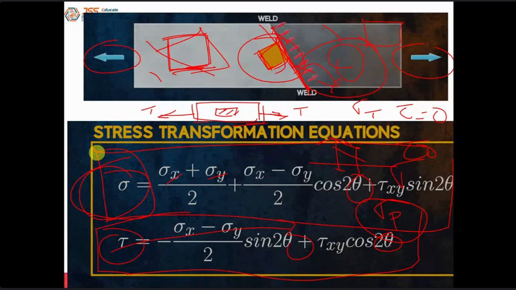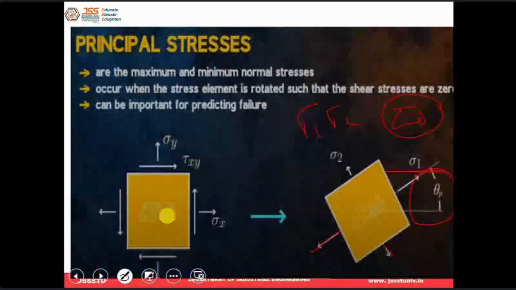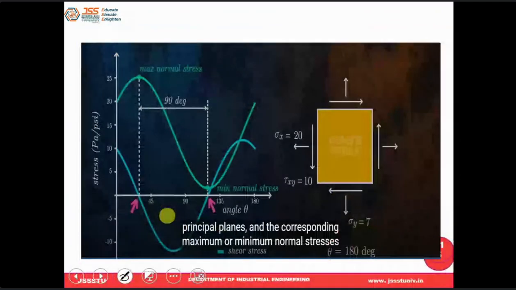Suppose I have to find the shear stress for every single angle, it becomes more tedious because I have to substitute into this equation and keep calculating. So when I substitute and calculate how the variation of shear stress and normal stress takes place, you can observe that in a graph.